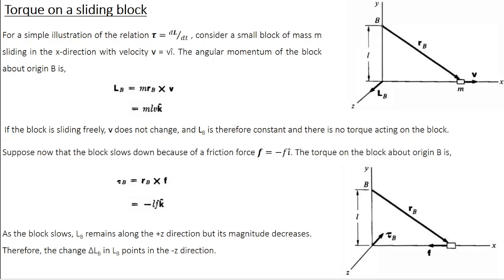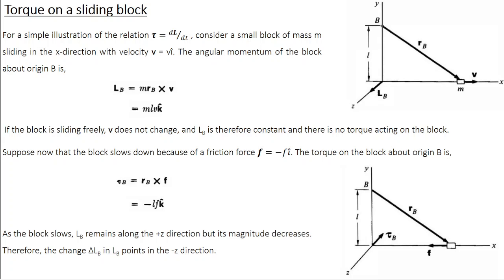Now what is the corresponding torque acting on the system? If the block is sliding freely, then there is no friction, nothing acting on the system, which means v is a constant. If v is a constant, then l is a constant, m is a constant. So all these terms are constant. That means L_B is a constant. If L is a constant, then torque, which is defined as dL by dt, is going to be 0. So there is no torque acting on the block if the block is sliding freely on the surface.